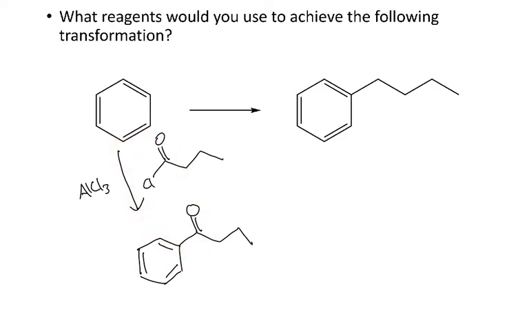And then for the Clemmensen reduction, I need the mixture of zinc and mercury along with HCl, and that'll get rid of the ketone and leave me with the alkyl group.